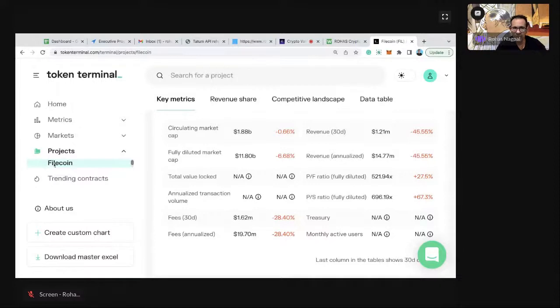So for example, if I look at Filecoin, one of my favorite projects, here it tells us what has been the revenue of the project over the last 30 days. It's about 1.2 million and it's fallen by 45%. So obviously that's a matter of worry. Why has it fallen so much? So that we can analyze, and then they give you the annualized version, which means this number multiplied by 12. Of course, we could multiply it by 36 to get it for 3 years.